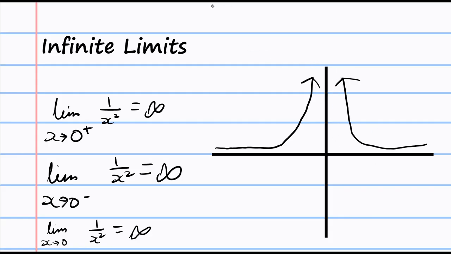And one more thing I wanted to add just before moving on is that whenever there's an infinite limit, there's a vertical asymptote. A vertical asymptote is always going to happen whenever there is an infinite limit.